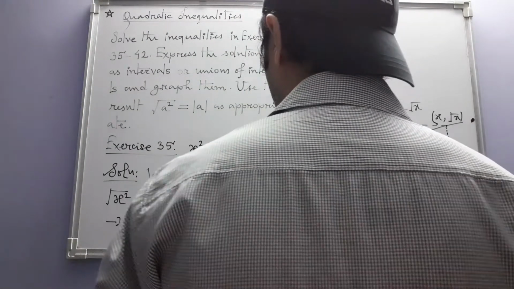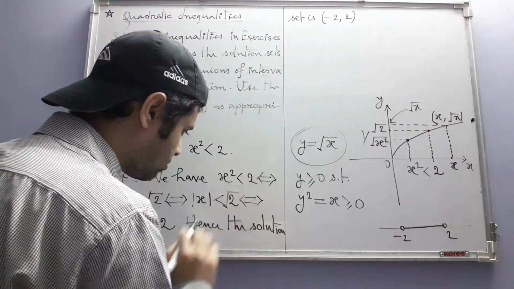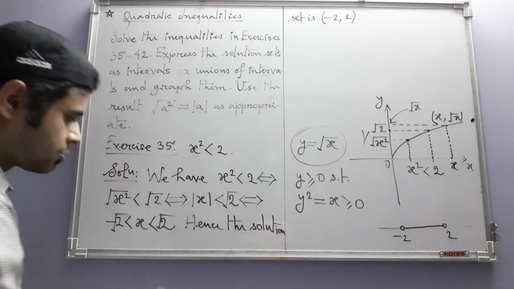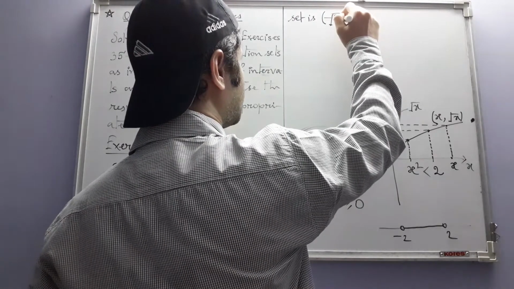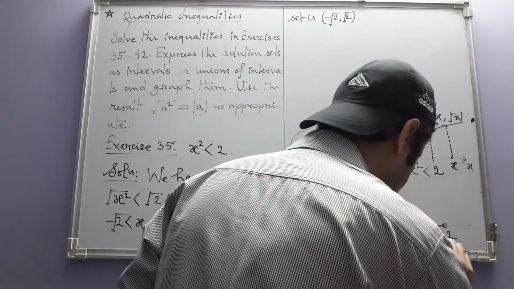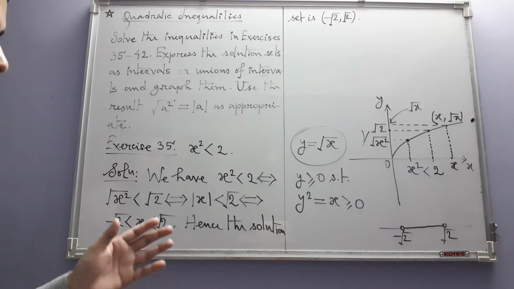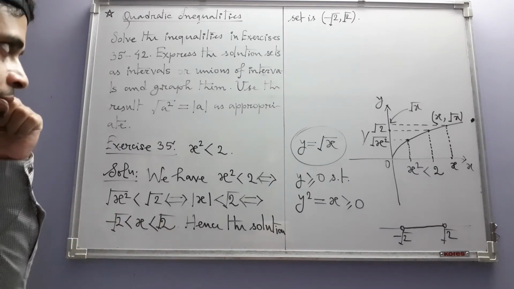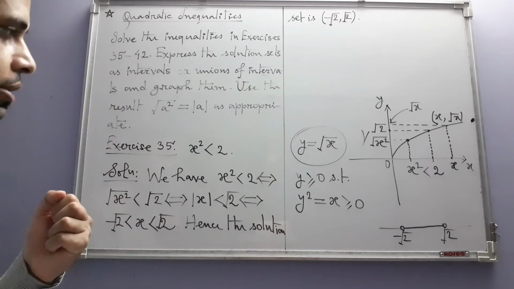Okay. Oh, sorry, what have I done? Here I forgot to take the square root. Sorry about this silly mistake. So we cannot take either square root of 2 or minus square root of 2. Okay, so this is the solution set, which is a single open interval.